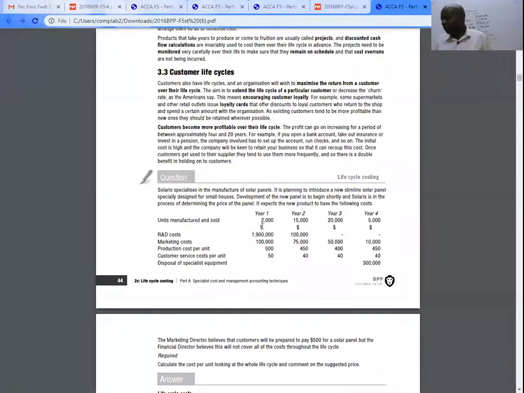Year 1, 2,000. Year 2, 15,000. Year 3, 20,000. Year 4, 5,000. Kindly give us the answer. Give us the total quantity. If you add up, what total quantity are we going to get for the 4 years? I can see 2,000, 15,000, 20,000, 5,000. Thank you very much. I can see students who have responded first. They're giving me 42,000.